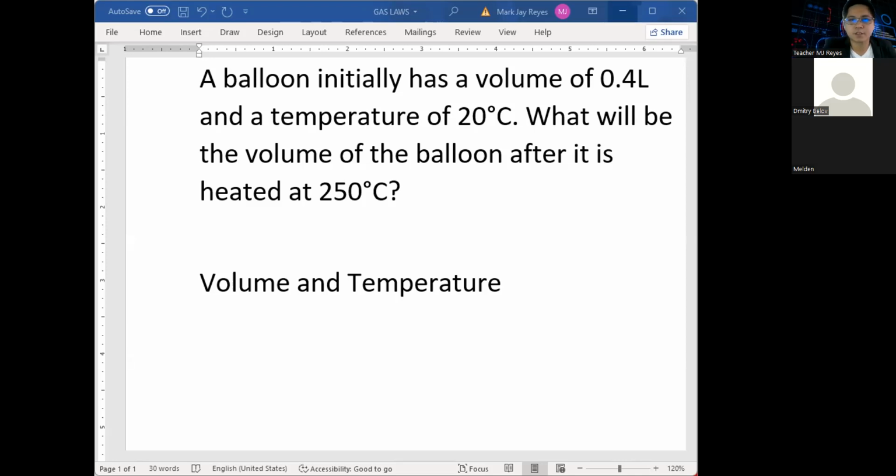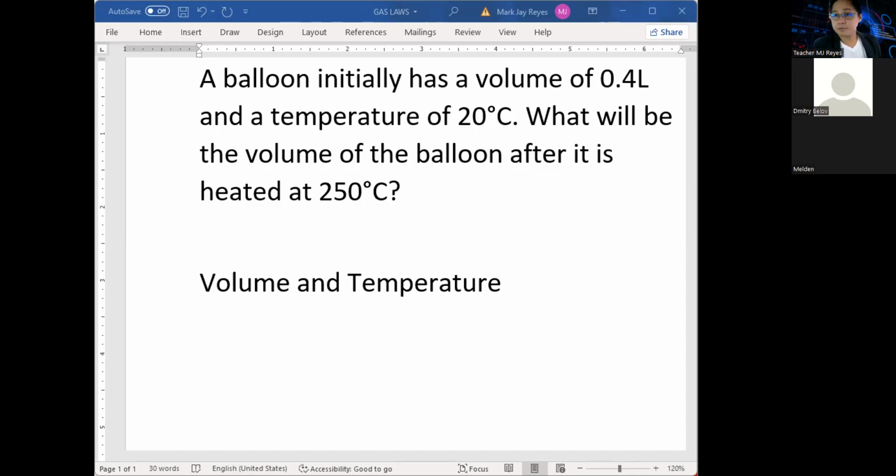Okay, going back to the discussion. What do you think is the concept that is talking about volume and temperature, based on what we had discussed? You can use the chat box if you want. I want answers from you.